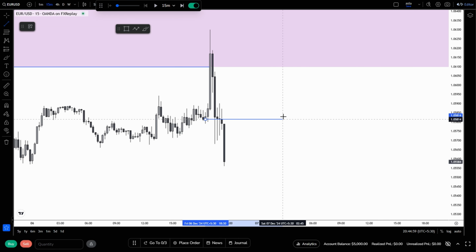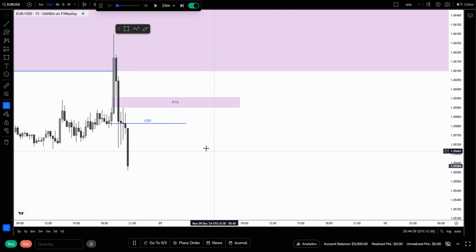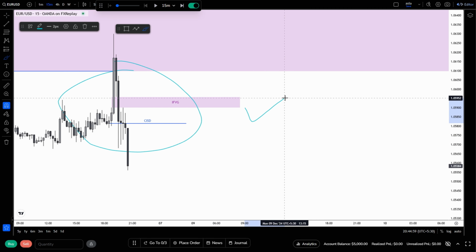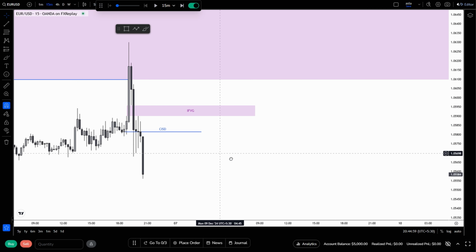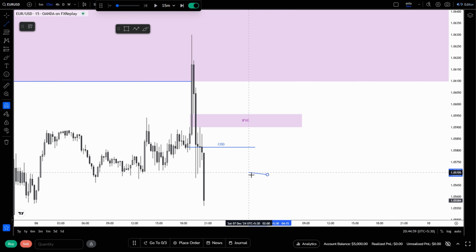With that context in mind, I move down again, this time to the 15-minute time frame. Now I'm no longer trying to decide bias. The bias is already there. What I'm waiting for now is confirmation. On the 15-minute chart, I want to see some form of bearish confirmation. This can be anything you are comfortable with. In this example, we can see a change in the state of delivery and an inverse fair value gap forming.